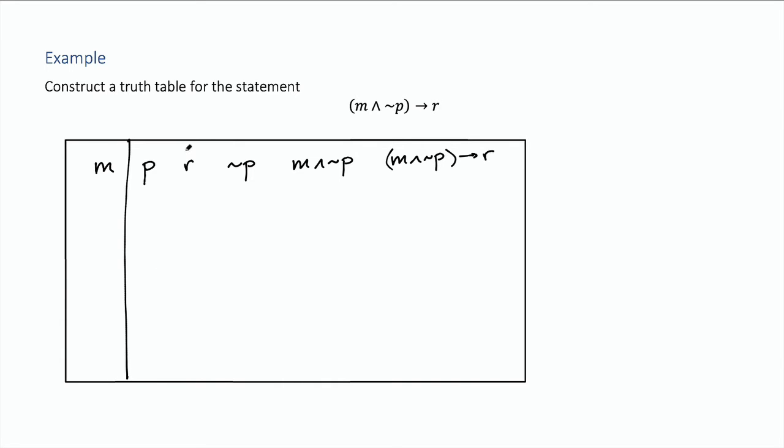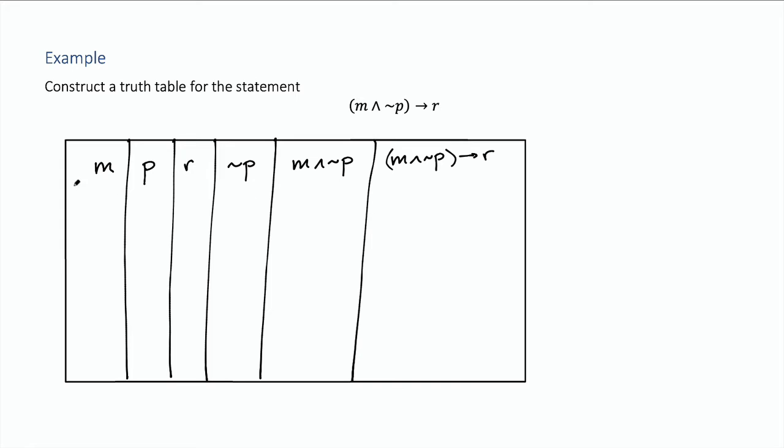Okay, now I need to decide how many rows there are. So for that, we look at just our basic statements. We've got 3 basic statements, M, P, and R. And we take 2 raised to the number of statements. So 2 raised to the 3, which is 8. So we're going to have 8 rows here. So let's go ahead and create those 8 rows.